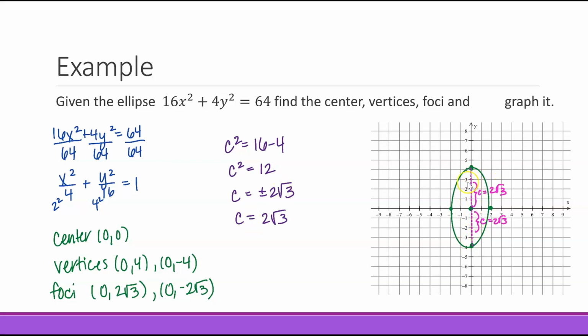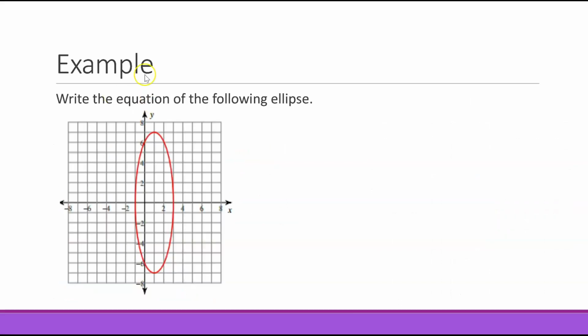And those are going to be within the ellipse. So we know that this was square root of 12, which is definitely less than the square root of 16, which is 4. So we always just want to make sure that we are definitely within the ellipse and along the major axis.